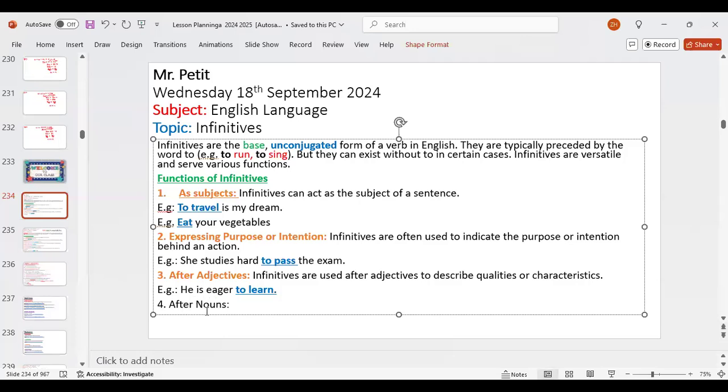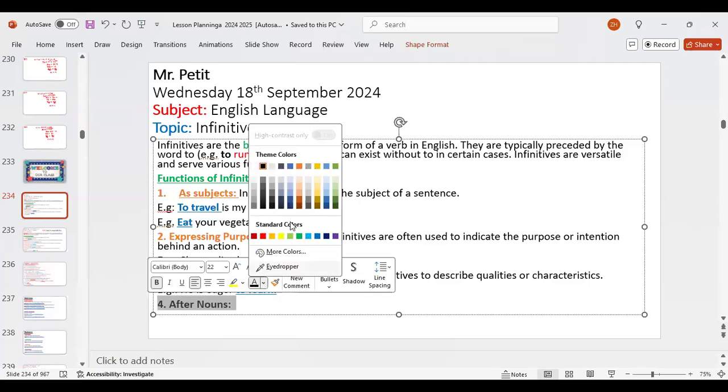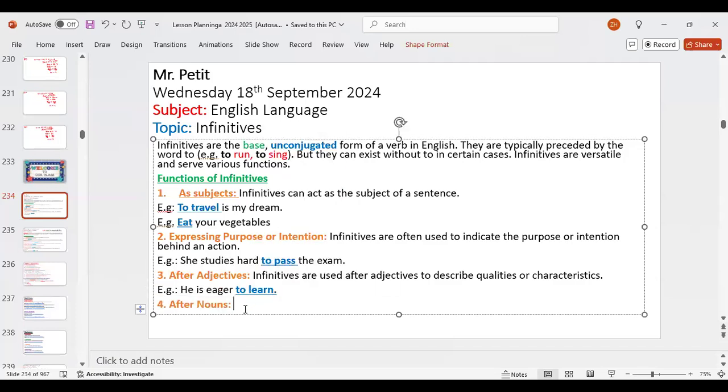What is a noun? A person, place, or thing. Good. So we say that infinitives can be used after nouns. Okay.